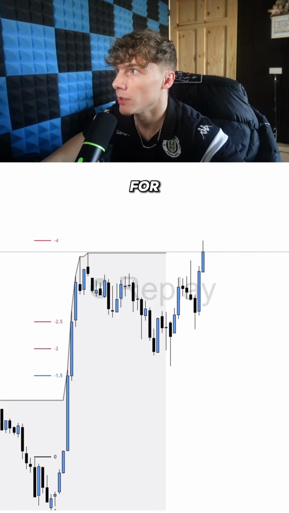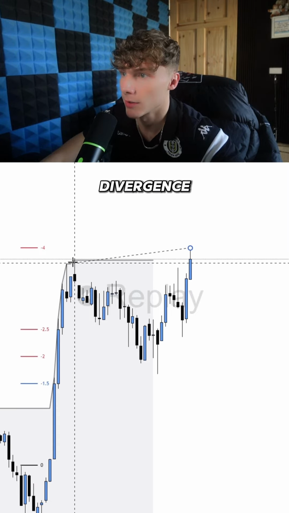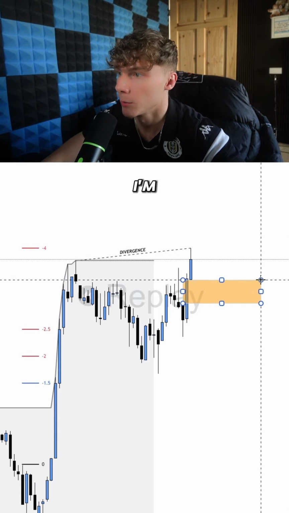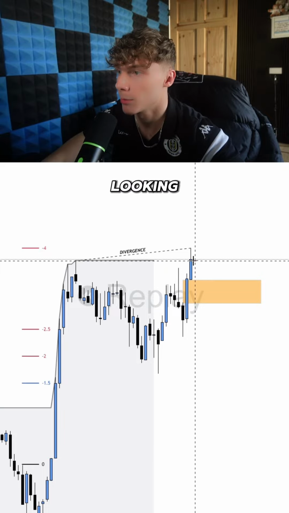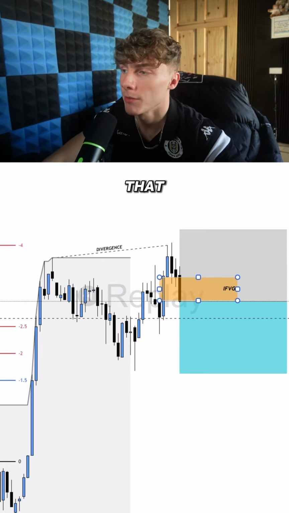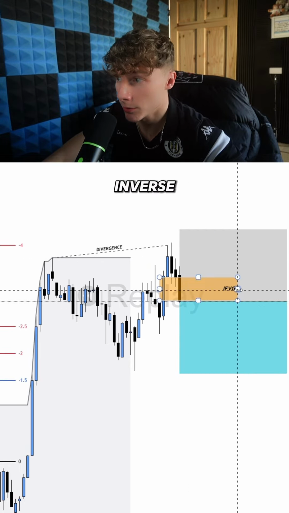The next thing I'm looking for is a divergence. There's a divergence on this high here. Notice that we have this gap here and I'm looking for this to get inversed. I'm simply looking for price to candle close below this. So now that we have the closure through this gap, this is what we call an inverse fair value gap.